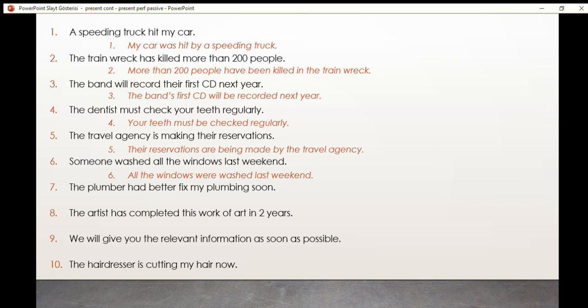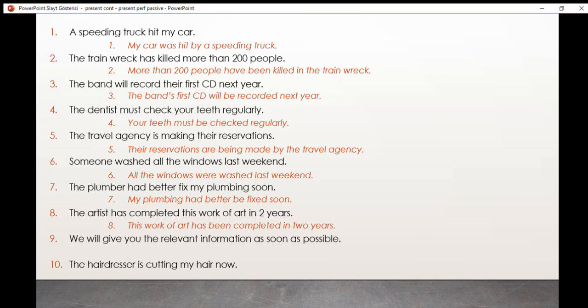So 7. The plumber had better fix my plumbing soon. My plumbing had better be fixed soon. Had better is also a modal, just like must in number 4. That's why we didn't change a thing. We just said modal, be, verb 3. Had better be fixed.